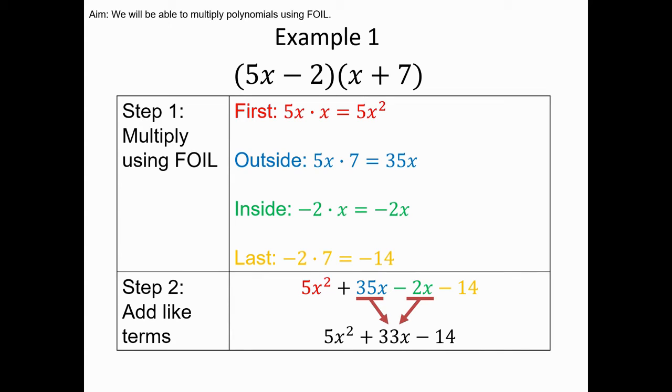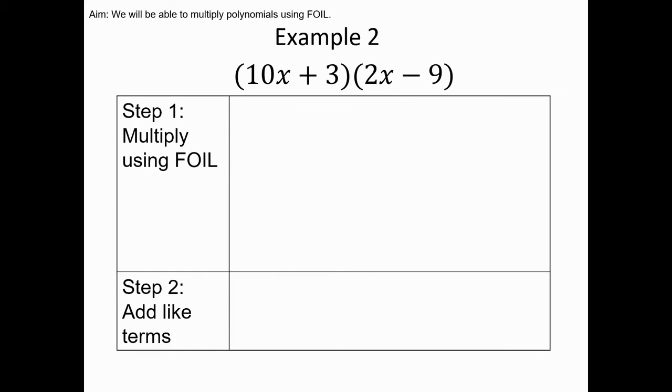I'm going to go ahead and try a second example, okay? Let's do example number 2. Same method of FOIL, where I'm going to focus on, remember, FOIL stands for first, outside, inside, last. So I'm like, okay, what are the first two terms here? 10x plus 3 times 2x minus 9. Well, the first terms are 10x and 2x, right? Typically, it's going to be an x and x. So 10x times 2x, 10 times 2 is 20, but because there's two x's, it's going to be 20x squared.